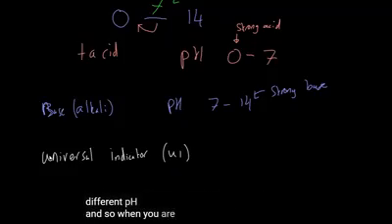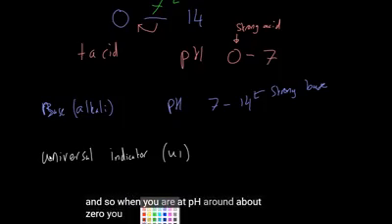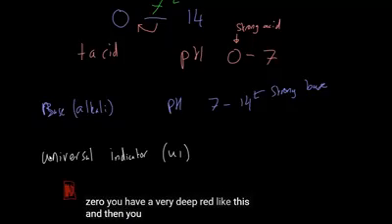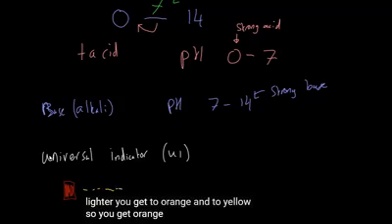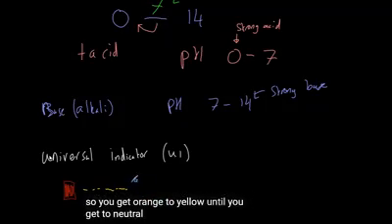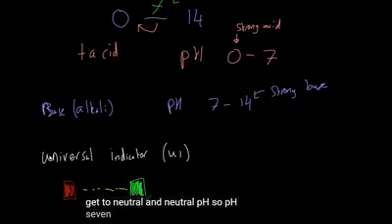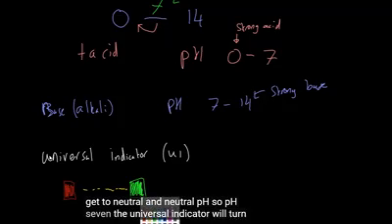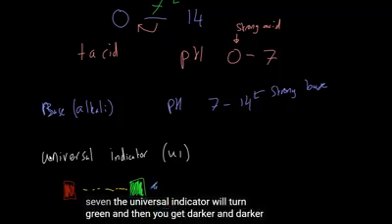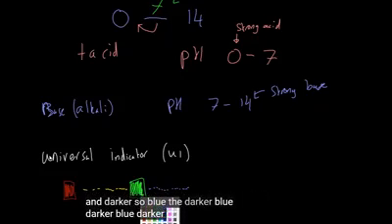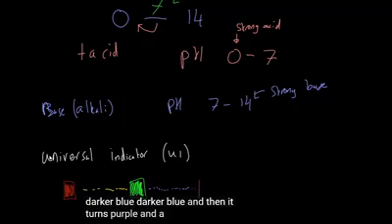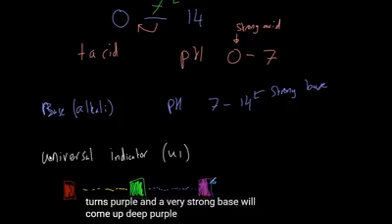When you are at pH around about 0, you have a very deep red. Then you go lighter and lighter, to orange and to yellow, until you get to neutral, pH 7, where the universal indicator will turn green. And then you get darker and darker, so blue, darker blue, and then it turns purple, and a very strong base will come up deep purple.